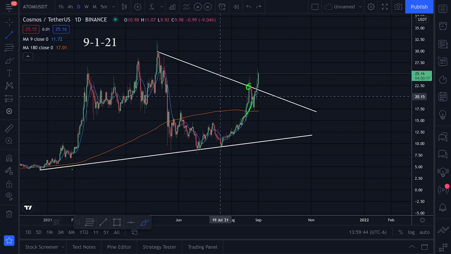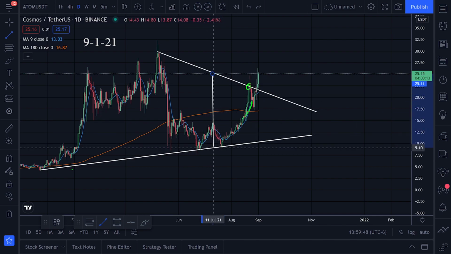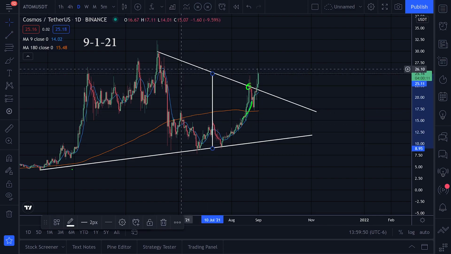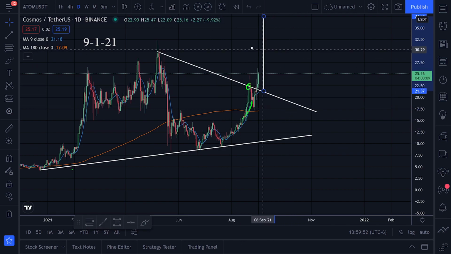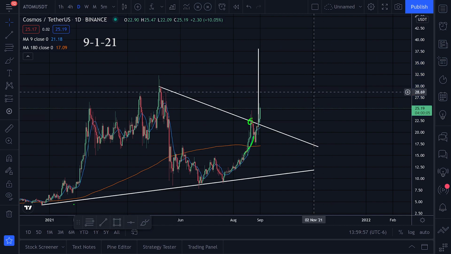What I'm doing is targeting from the top to the bottom of this triangle. We could do it kind of conservative, maybe in the middle of the triangle to maybe like a cup and handle target, somewhere around there. Drag that to the breakout, and I'm looking at a target of approximately 38.07.